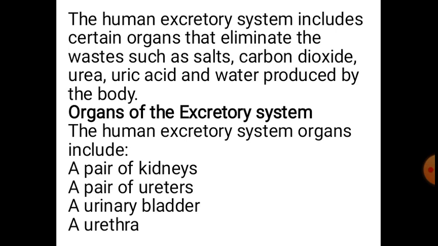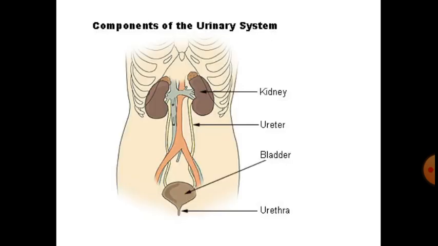Now we have organs of the excretory system. We have a pair of kidneys, that means it's two, a pair of ureters, a urinary bladder, and a urethra. Now this is the component of the urinary system or the excretory system. Look at the pair of kidneys there. We have the ureter, we have the urethra, and the bladder.